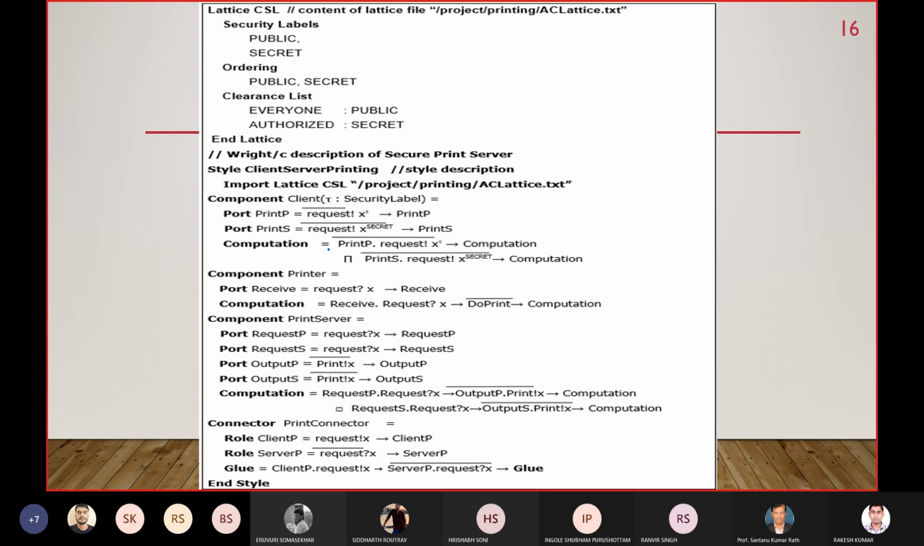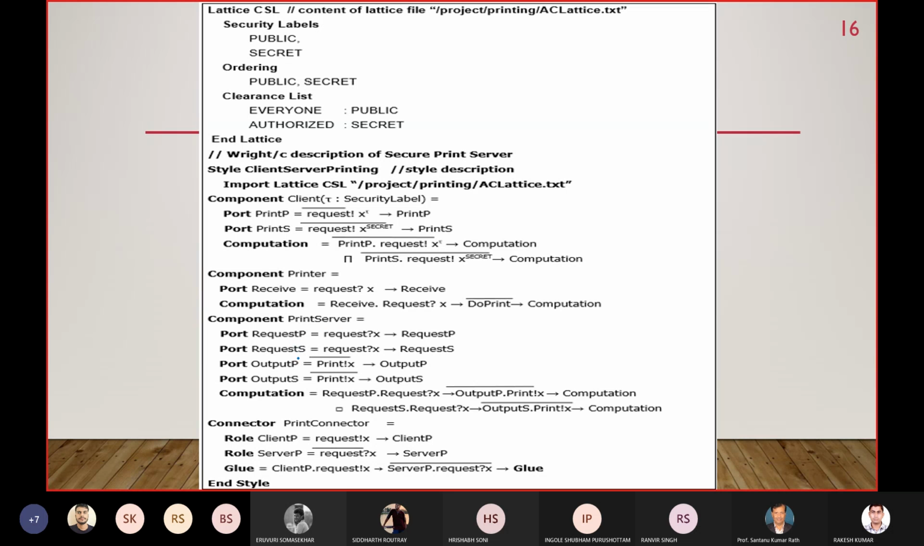And in this CSP code, print P dot request X dash, then back to computation, and it is kind of recursion only. If the document to be printed is public, then it goes print P, then request X dash, then computation. And if the secret document has to be printed, then it will go to print S, then X secret, then back to computation. And the next component is printer. That port is request, then it receives, and the computation, it will receive and it will request, do print, and back to computation. So this is printer, and then next is print server, the middle picture.